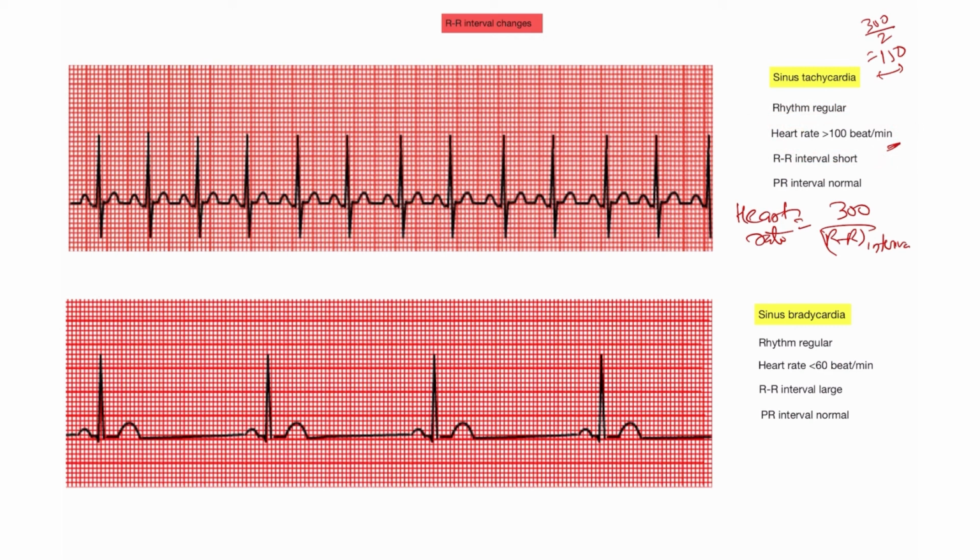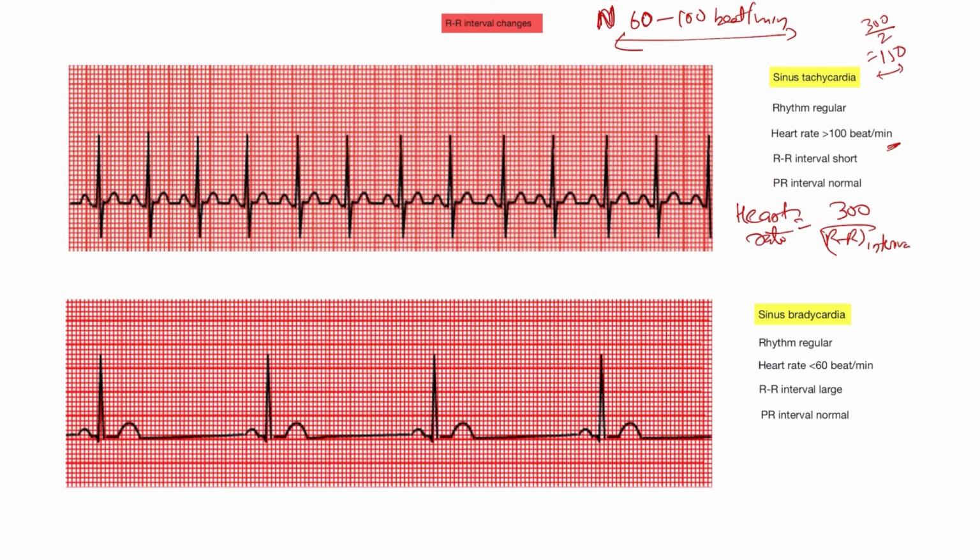Normal heart rate, you all know, is between 60 and 100 beats per minute. This is the normal heart rate, 60 to 100 beats per minute. But if it is greater than 100, this is called sinus tachycardia, and if it is less than 60, this is called sinus bradycardia.